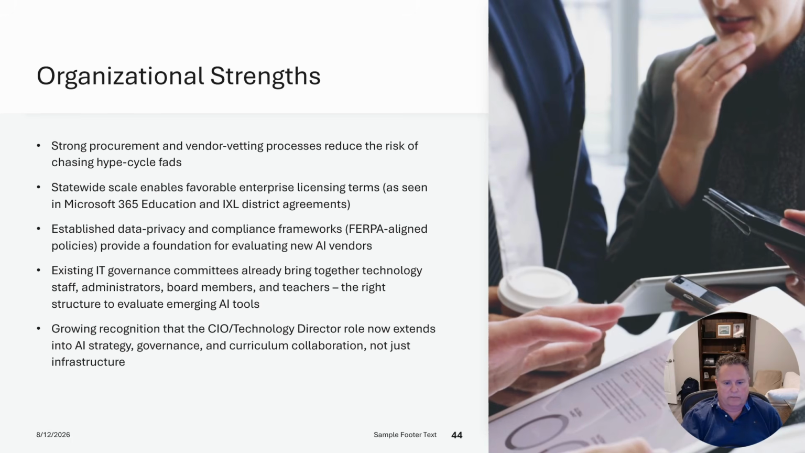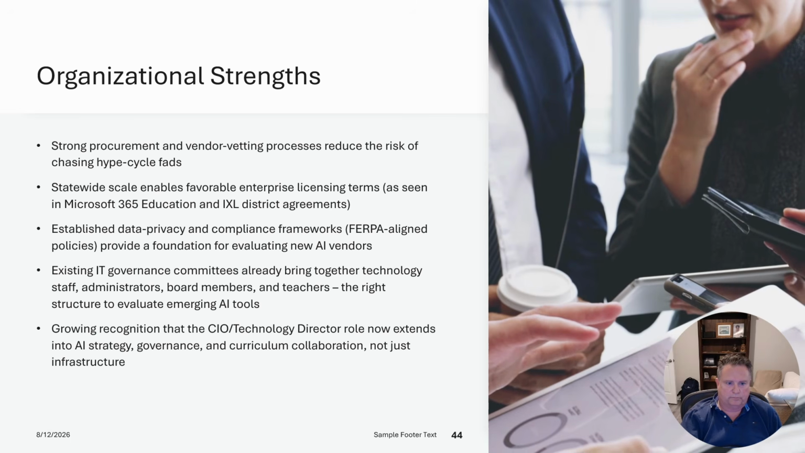Existing IT governance committees already bring together technology staff, administrators, board members, and teachers, the right structure to evaluate emerging AI tools. And there's a growing recognition that the CIO and technology director role now extends into AI strategy, governance, and curriculum collaboration, not just infrastructure.